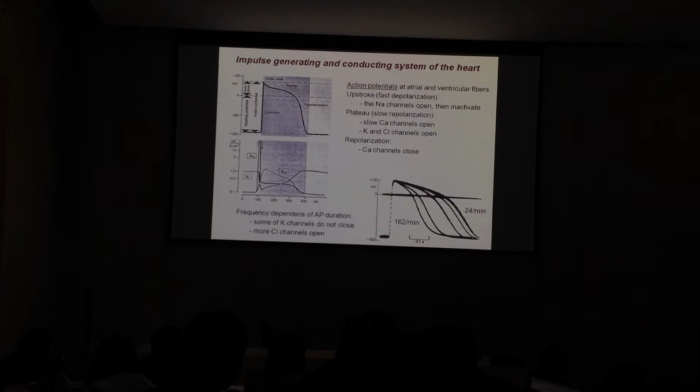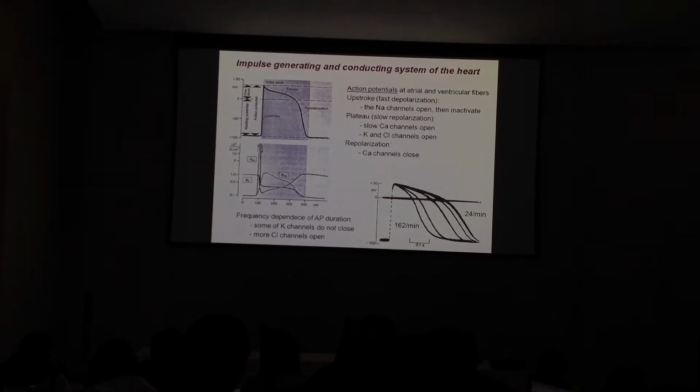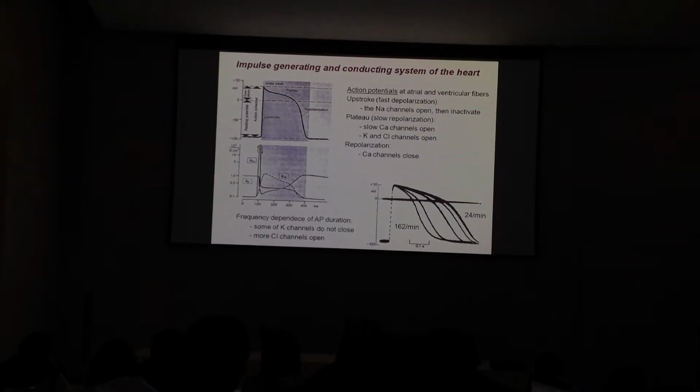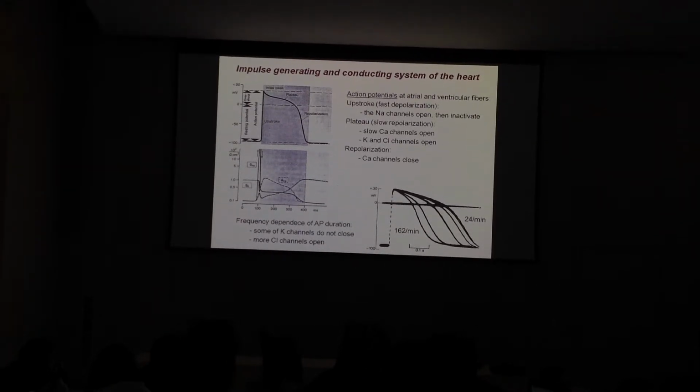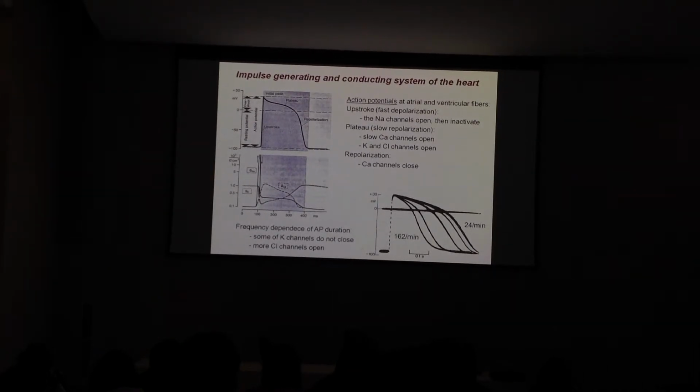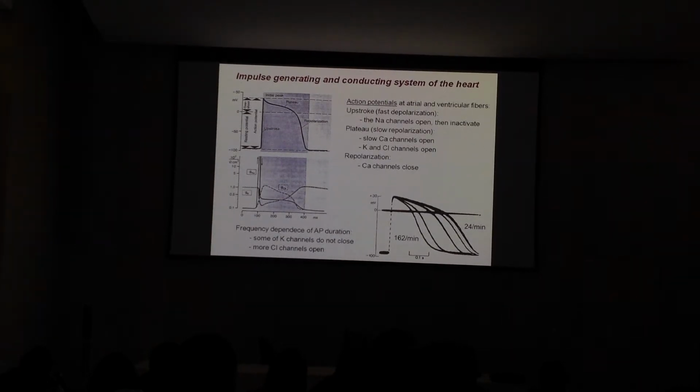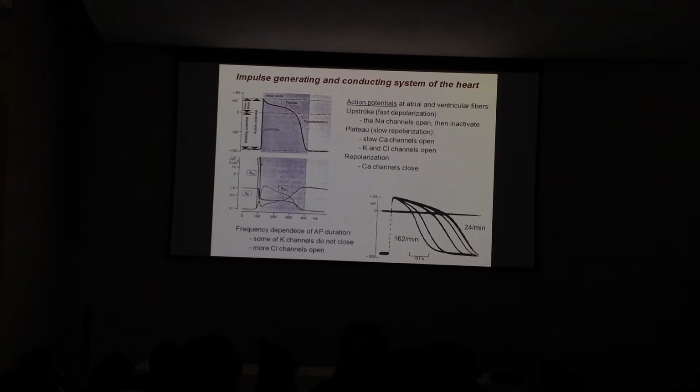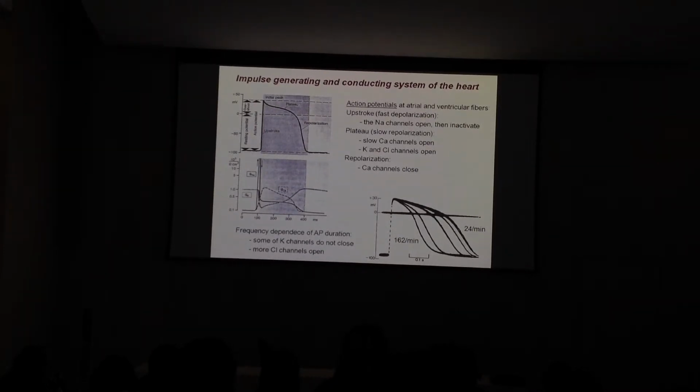But if the frequency is high, there is not enough time to close the potassium channels. Some of them will remain open, and they can start the fast repolarization earlier. It's very important because many times during sympathetic stimulation and in other cases, the heart rate can be maybe 180 or something like that. So it's an important mechanism.